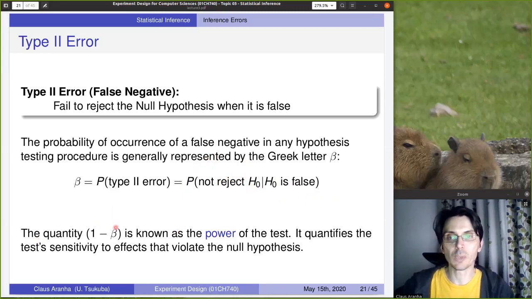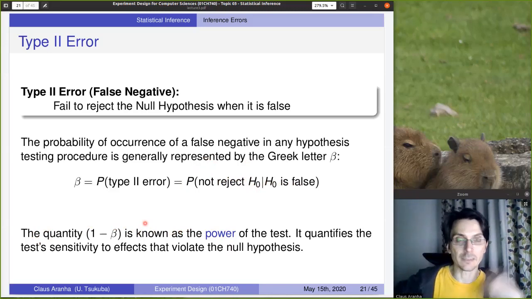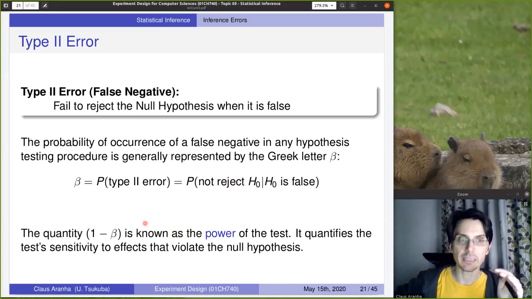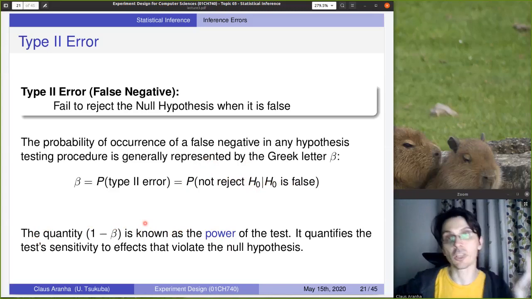This quantity, 1 minus beta, is also known as power. So when I say this test is very powerful or this test is not very powerful, what I mean is that if it's very powerful, it has a low probability of a false negative. If it has low power, it has a high probability of a false negative.